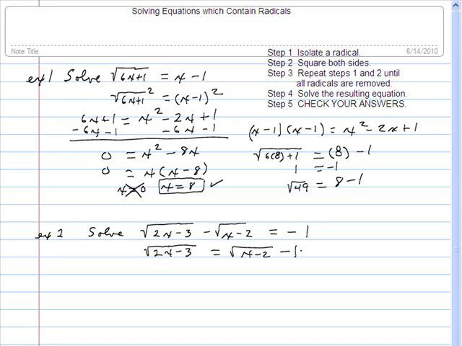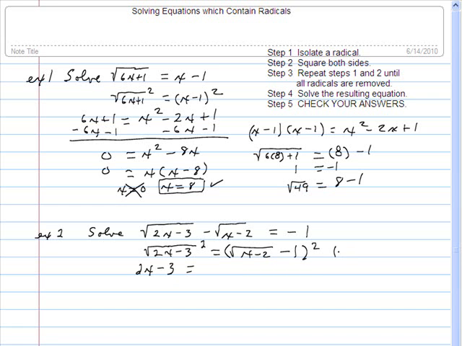And the second step says to square both sides, so I'll square this square root, but on this side, again, I'm going to have a FOIL because I've got two terms separated by that minus sign. So on the left, I just get 2x minus 3, but on the right, I have to FOIL that.